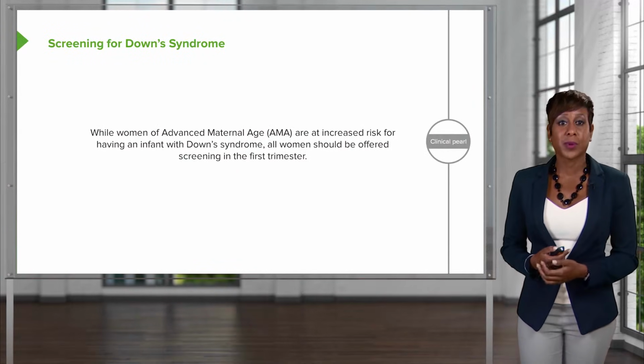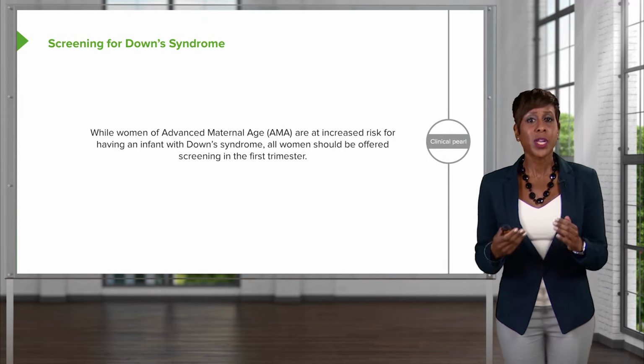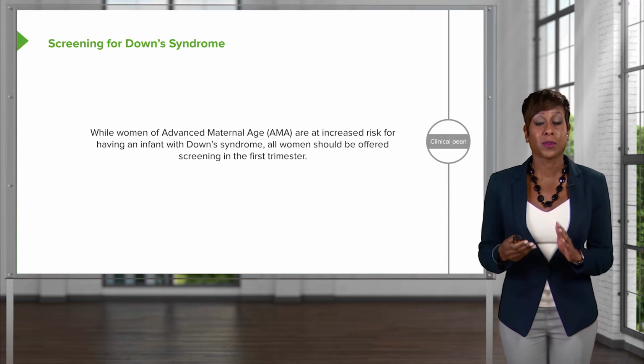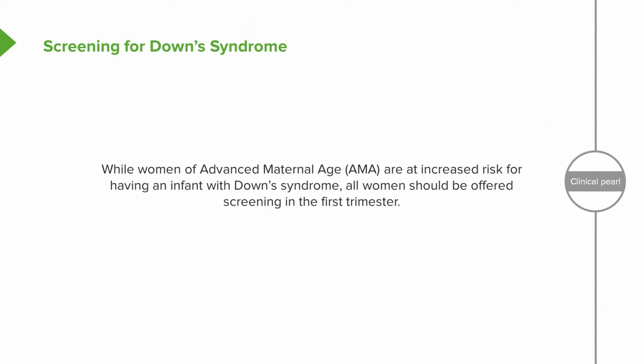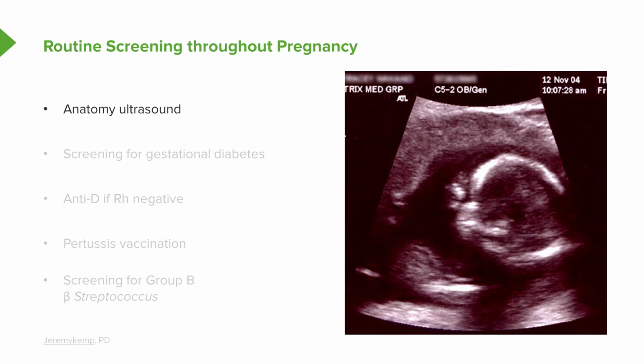Now, let's move on to screening for Down syndrome. We're going to discuss this in great detail in another lecture, but it's important to note that while women of advanced maternal age are at increased risk for having an infant with Down syndrome, all women should be offered screening in the first trimester. So there are other routine screening tests that are done through pregnancy.